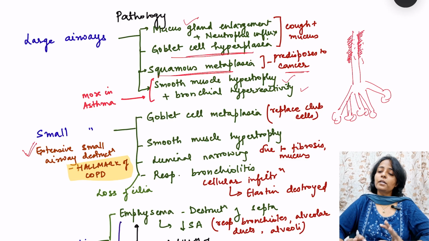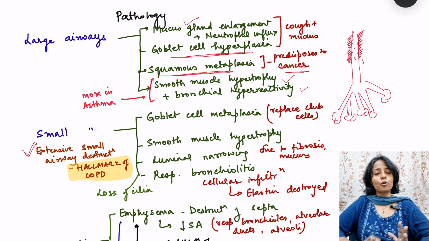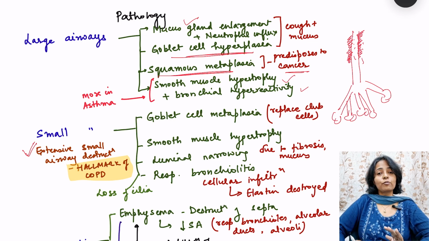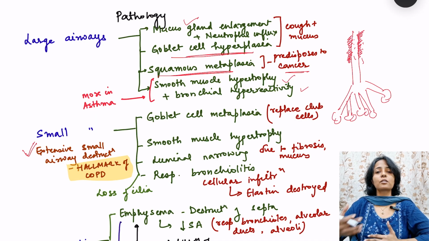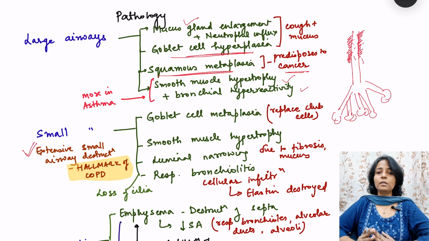Now this component is more in asthma. Yes, bronchial hyperreactivity is too much there, but there is also some part of it happening in COPD. So a normal individual, suppose, is exposed to pollutants, and a COPD person, when he is exposed to the pollutants, the reactivity is more in COPD patients.